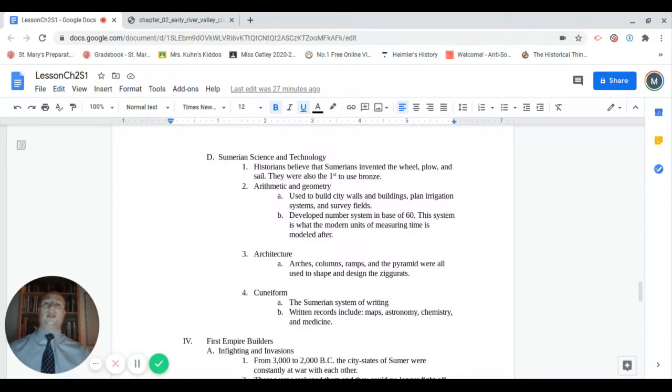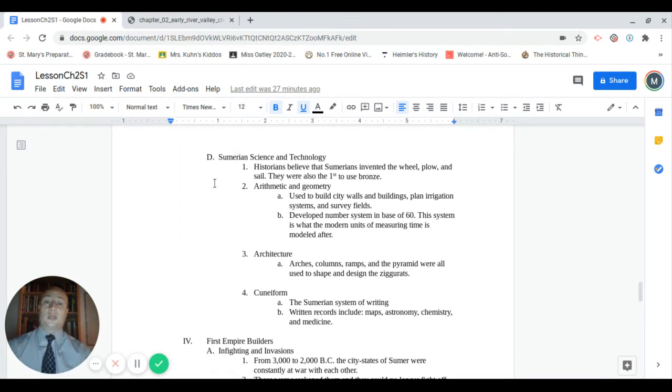Most historians will credit Sumerians with inventing the wheel, the plow, and the sail. They're also the first to use bronze. If you remember, bronze is a mixture of copper and tin. So basically what you do is you melt down a certain ratio of copper and tin together. When it hardens, okay, it creates a much stronger, more durable substance called bronze. And that brings us into the Bronze Age, roughly 3000 BC.